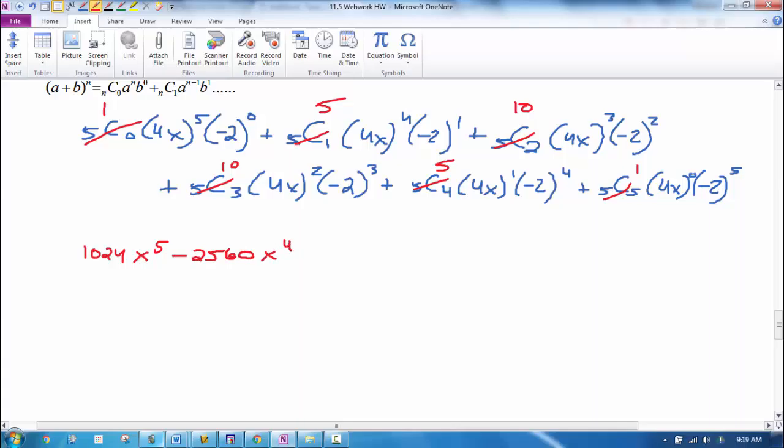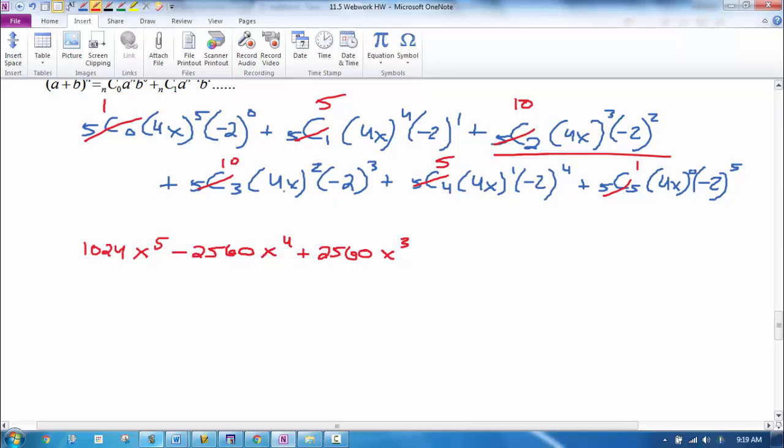And now the next one, I have 4 to the third times 10 times negative 2 squared. That's positive 2560. Then you have x to the third. And the next one you have 10 times 4 squared times negative 2 cubed, which is negative 1280, and you have x squared. And the next one you have 4 to the first. Negative 2 to the fourth is positive 16 times 4 times 5, 320. And then the last one, this goes to 1, so you just have negative 2 to the fifth, which is negative 32.